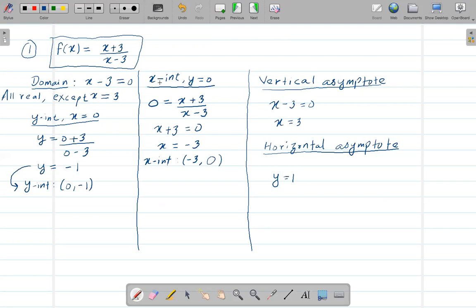Similarly, I can find the x-intercept. In this one, we assume y equals 0. So 0 equals x plus 3 over x minus 3, and then multiply both sides by x minus 3, right? So that way, this is gone. So we just have x plus 3 equals 0, and x equals -3. So the x-intercept is (-3, 0).